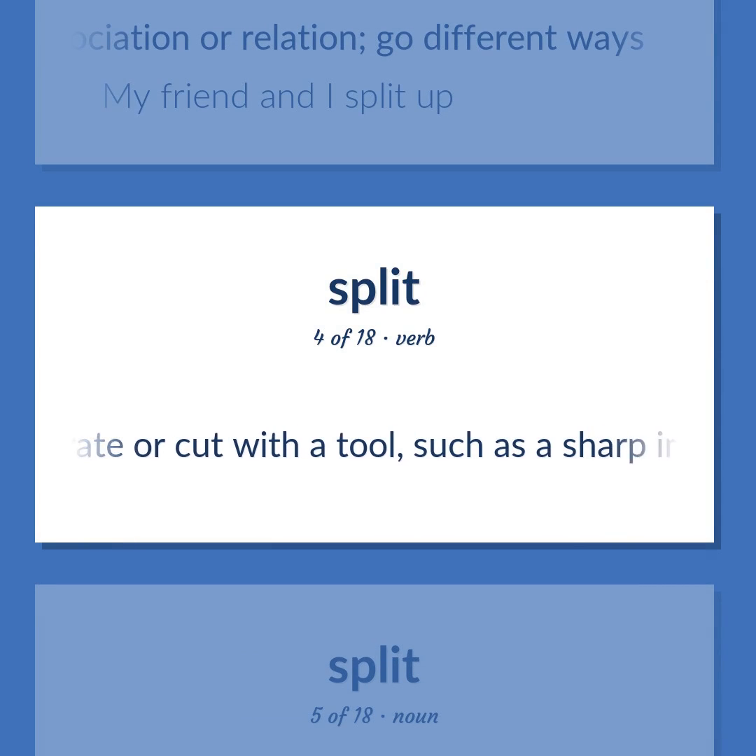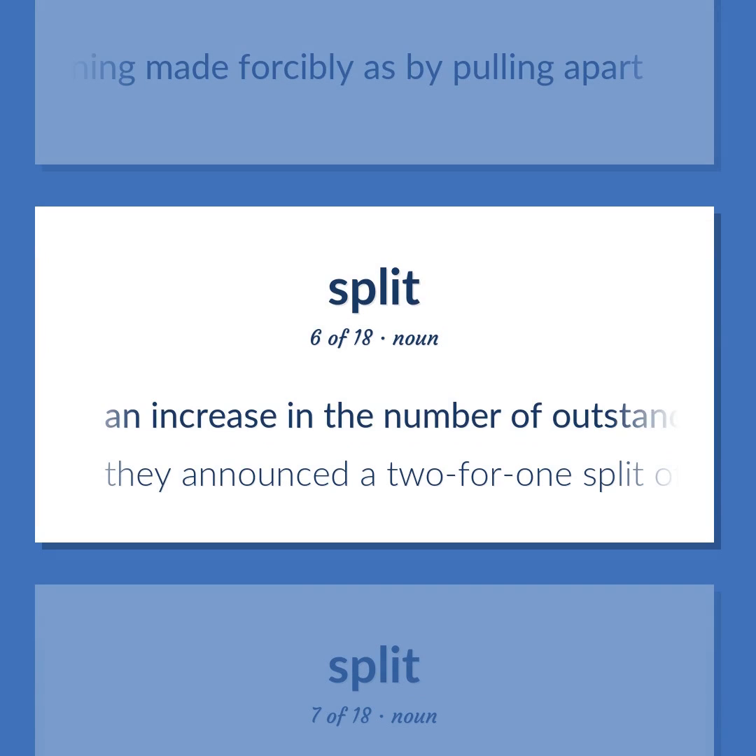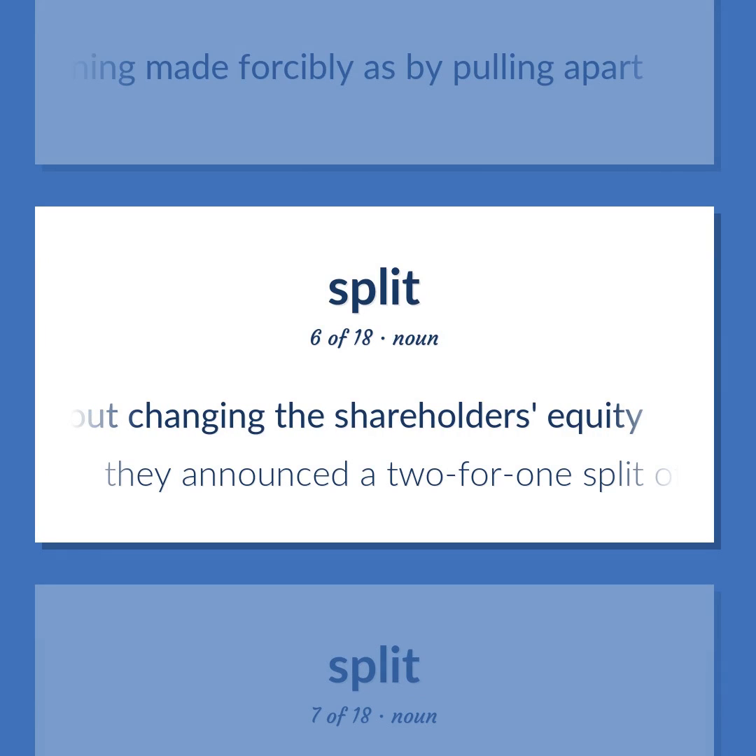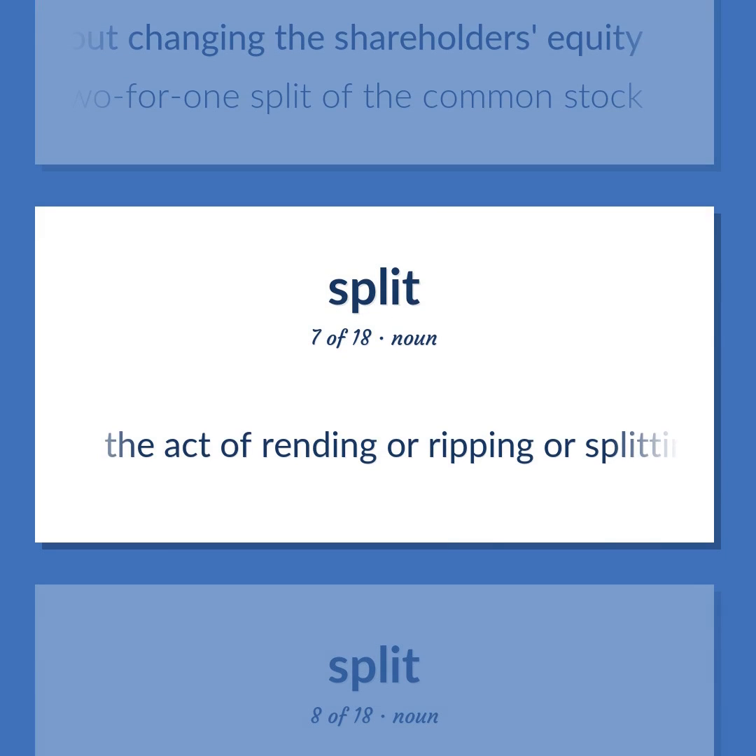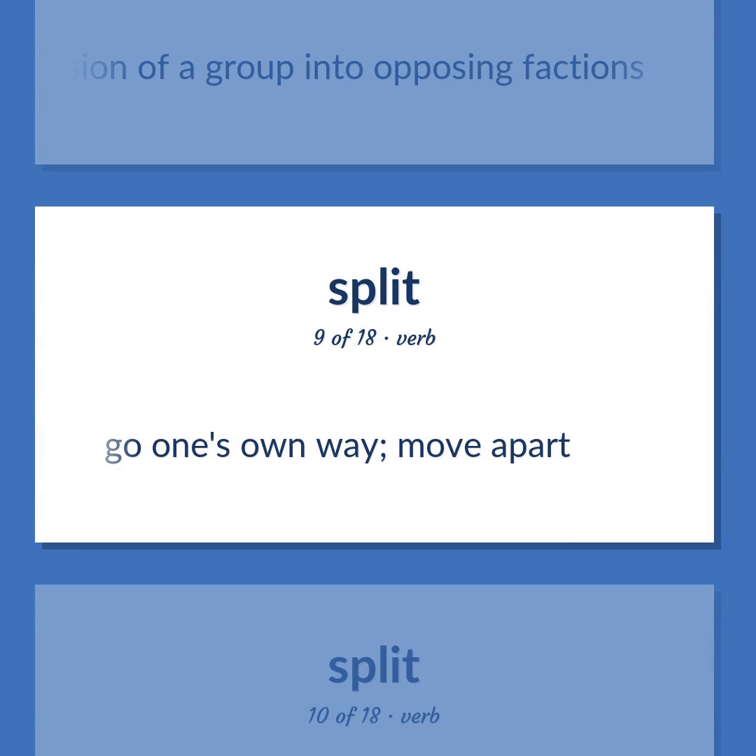Separate or cut with a tool, such as a sharp instrument. An opening made forcibly as by pulling apart. An increase in the number of outstanding shares of a corporation without changing the shareholders' equity. They announced a 2-for-1 split of the common stock. The act of rending or ripping or splitting something. Division of a group into opposing factions. Go one's own way. Move apart.